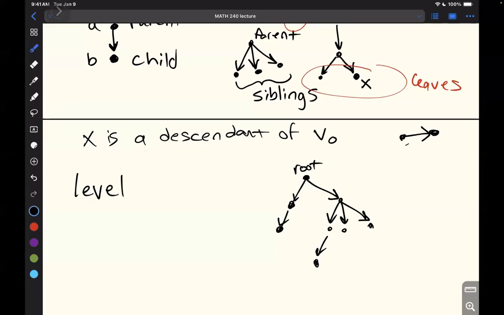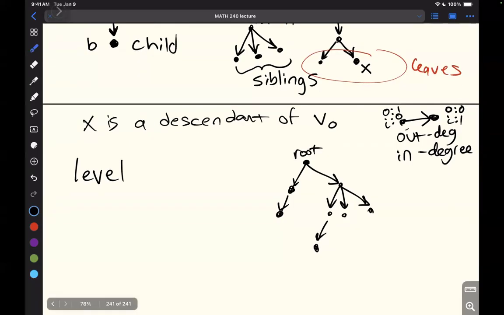If we add arrows to the mix, then there's this notion of an out degree and an in degree. For this vertex, the out degree is 1. The in degree is 0 because there's nothing coming into that vertex, so there's no arrow that points in. For the other one, there's no out degree, but there is 1 in degree because there's an arrow coming in there. So the root is just whatever vertex doesn't have an in degree.